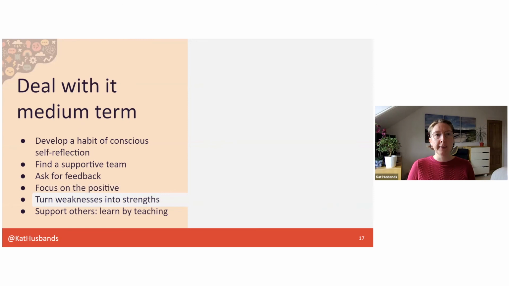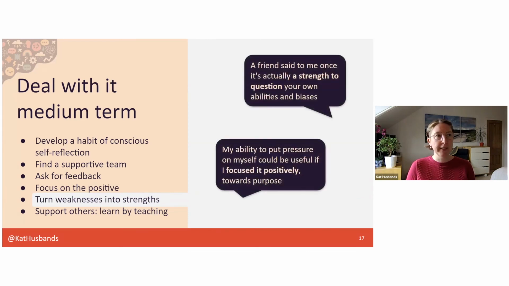The next one in the dealing with imposter syndrome in the medium term is to think about ways that you can turn your weaknesses into strengths. I think you need to be quite cautious with this one so that you don't end up justifying your inner critic. But it's kind of worth thinking that maybe the imposter types are good things taken to extremes. So maybe you can dial it back and come up with a strength.